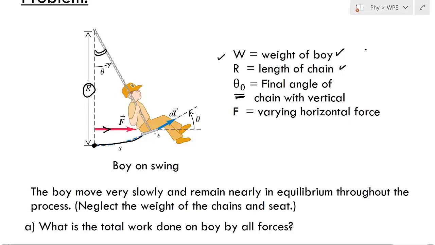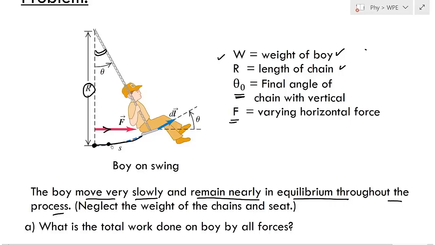Now to move this boy along this curved path, we have to apply a force. So this force is F, and this is not a constant force. So this is a variable force. The magnitude of this force basically changes at each point in the motion. Moreover, this motion is very slow and the process remains in equilibrium. So the question says the boy moves very slowly, and remains nearly in equilibrium throughout the process.